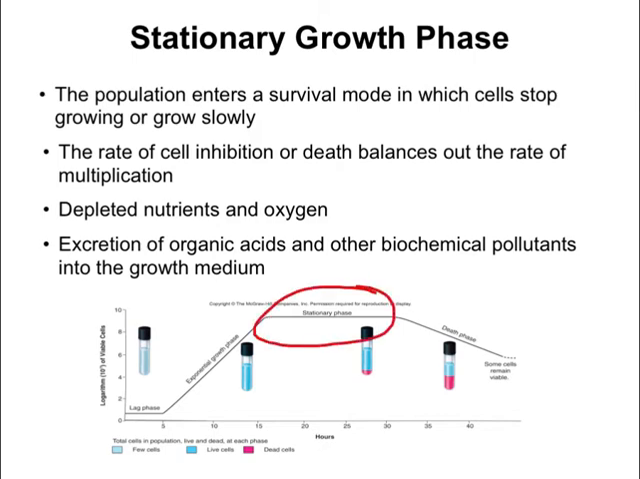In the stationary growth phase, the population has really entered a survival mode. They're trying to exist on whatever nutrients are left.